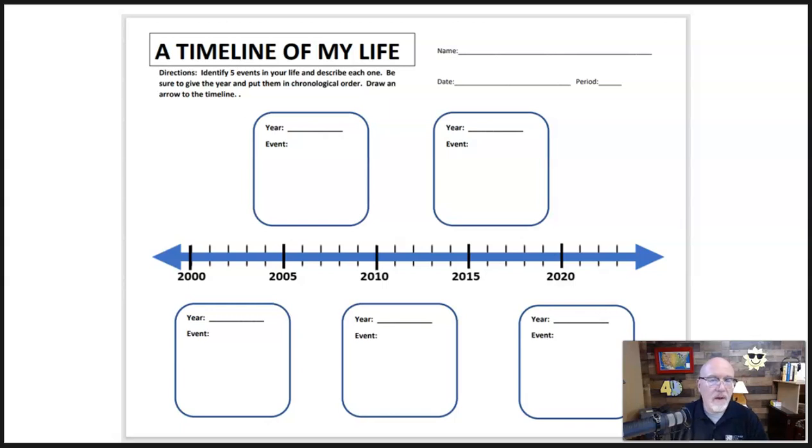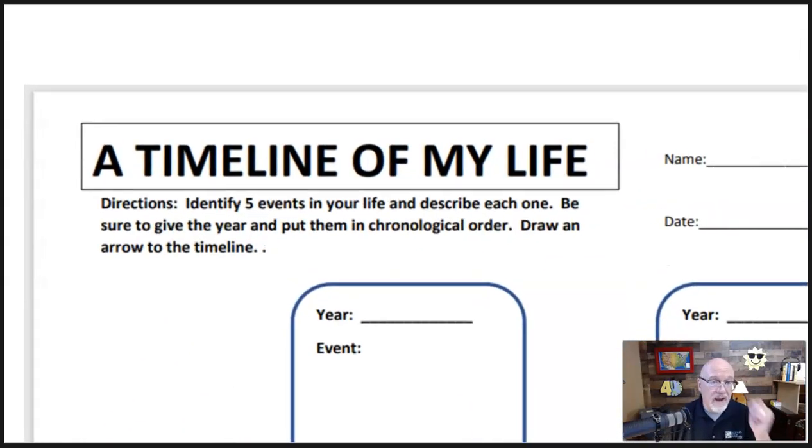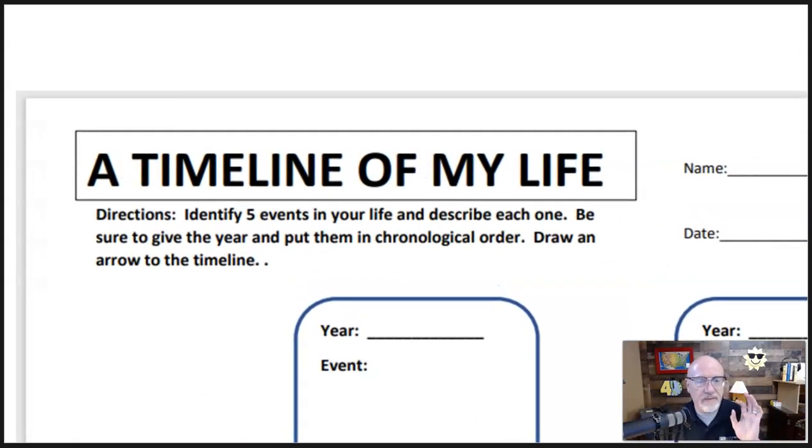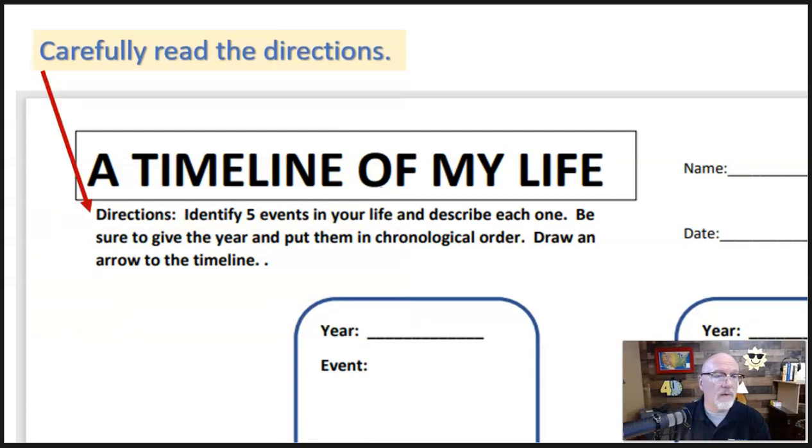So we've got our name on there. Now let's take a close look at the directions. Please identify 5 events in your life and give a brief description of each one. And be sure to give the year and put them in chronological order and draw an arrow to the timeline. I'll show you mine in just a minute so you can see what we're doing.